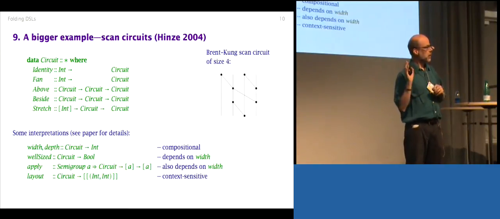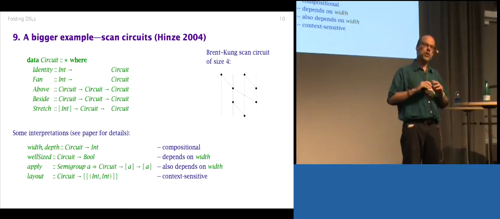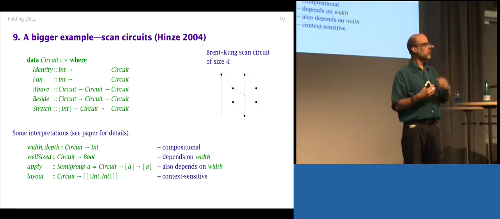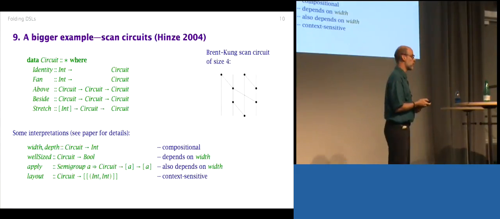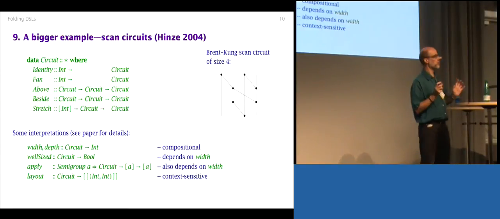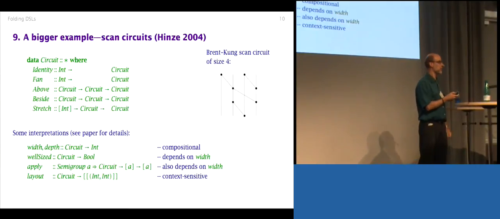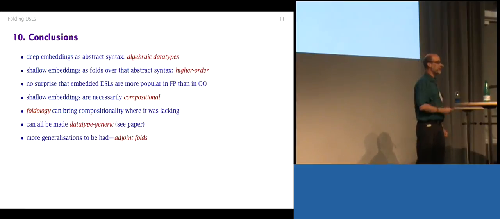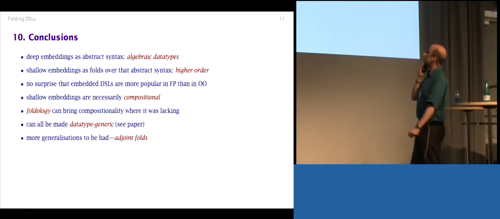You can do all that on the deep embedding, of course, but these are all compositional interpretations using some of the variations on folds that I've shown you, accumulating folds and mutumorphisms and so on. So they're all valid shallow embeddings too. I encourage you to read the paper. I can't go through the details of that. We're running out of time, and the session chair is getting a bit jumpy at the front. So I'm going to end there.